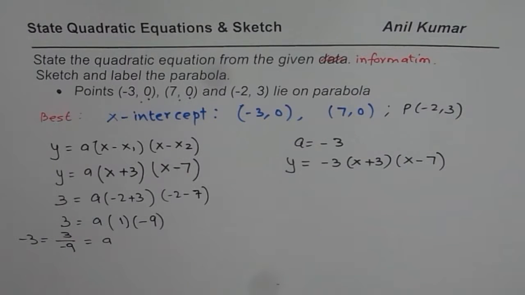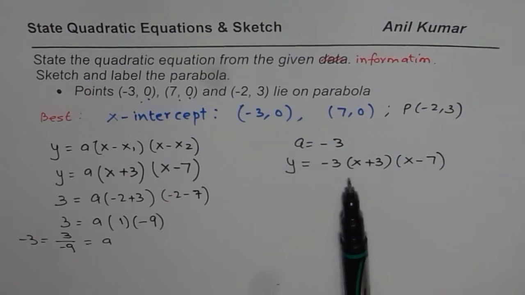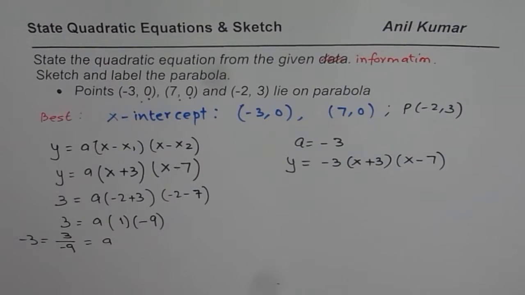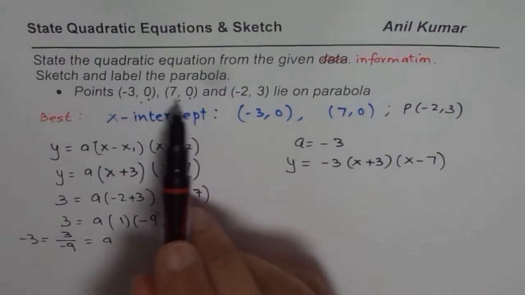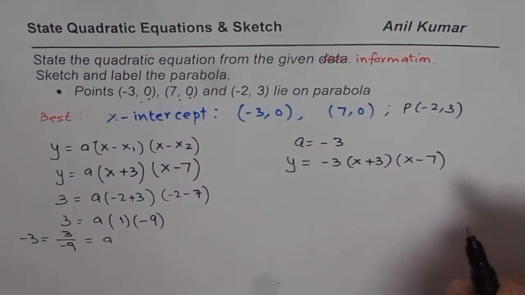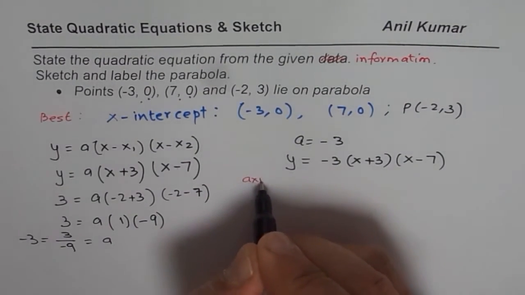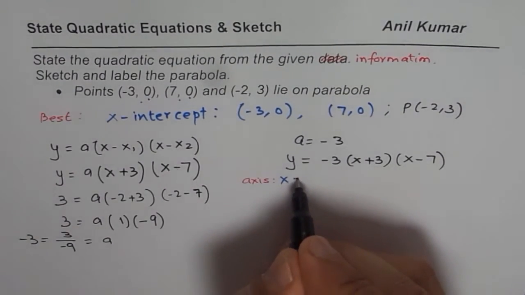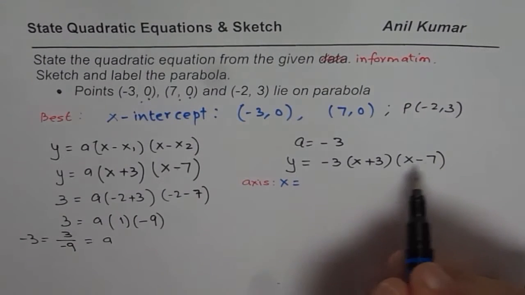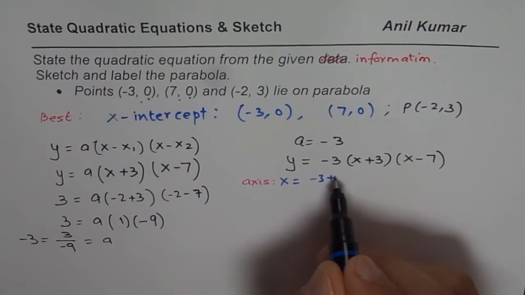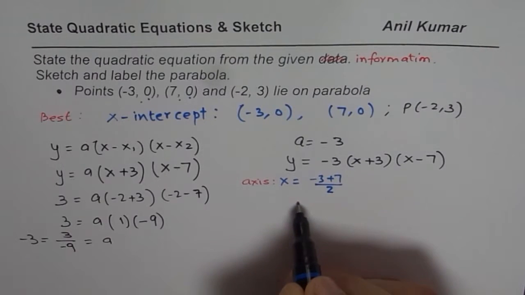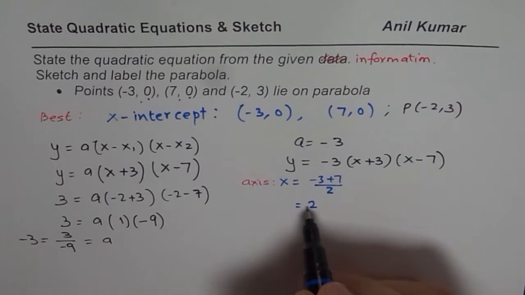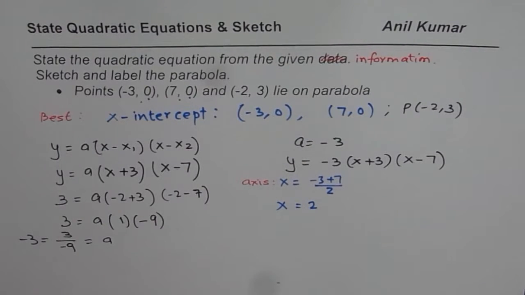Now let us see how to sketch the parabola. To sketch the parabola, we have the x-intercepts. The negative a value means it opens downwards. Let us find the axis. The axis is midway between them. So the axis will be at x equals midway between these 2 points, that is minus 3 plus 7 divided by 2. Minus 3 plus 7 is 4, over 2, which is 2. So at x equals 2, we have the axis.